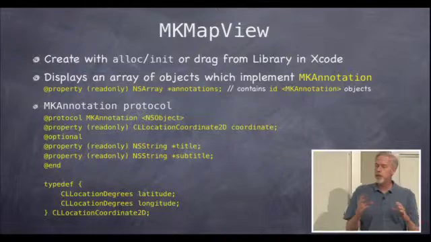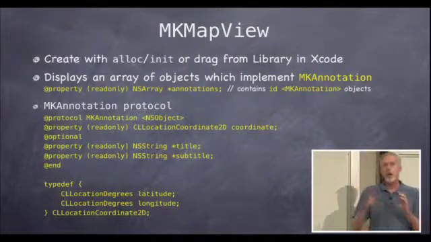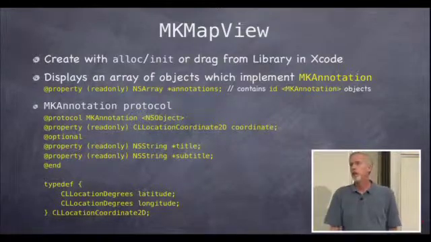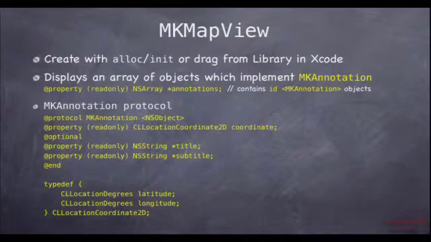This is not delegation. This is a different use of protocols, okay? This is just defining what an object can do. Question: does it actually force you to make each object you put in that array implement that protocol, or is there a way to say all the objects in this array implement this protocol? Well, the question is, does the compiler force you to make this array contain id MKAnnotations? And the answer is no.